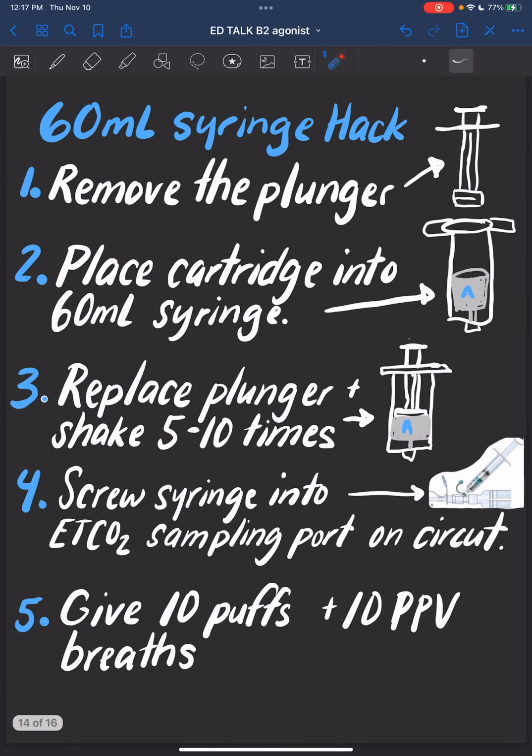How do we do this cool hack? Well, you're going to find a 60 milliliter syringe. You're going to remove the plunger and place the cartridge into the 60cc syringe. Finally, you're going to replace this plunger into the syringe and shake that thing up 5 to 10 times. We want that agent really well mixed.